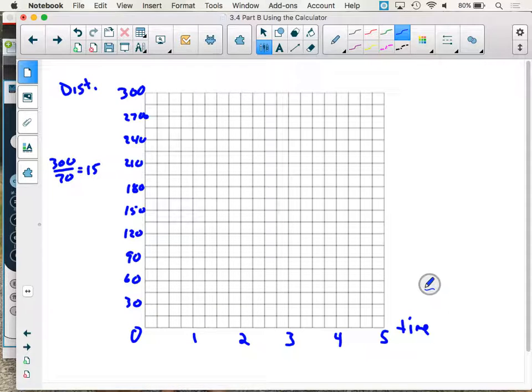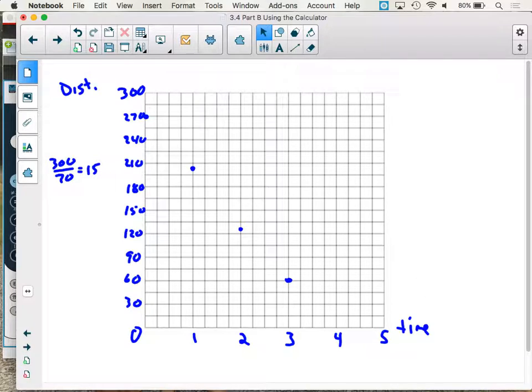So 200 is probably going to be about here. When x equals 2, we had 130, so 130 is going to be about here. When x equals 3, I have 60. Oh, that's good. As long as I have 2 points on my graph, I can connect them with a line.